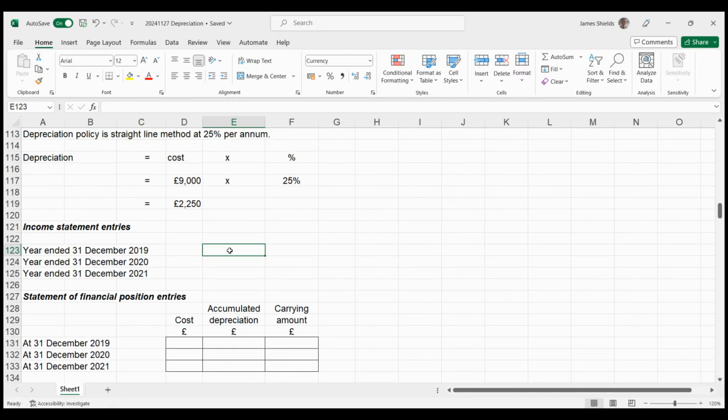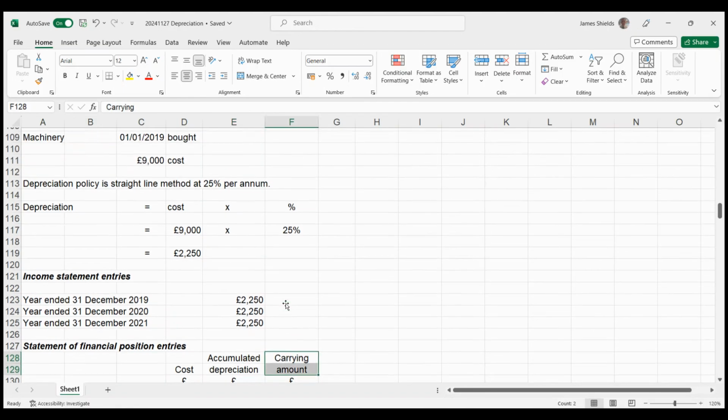31st December, year end 2019, it's going to be 2,250. The year ended at 31st December 2020, again it's going to be the same, so it's going to be 2,250. And again, the year ended at 31st December 2021, it's going to be the same, £2,250. Now the statement of financial position entries, so we're looking at the cost, accumulated depreciation, and the carrying amount.